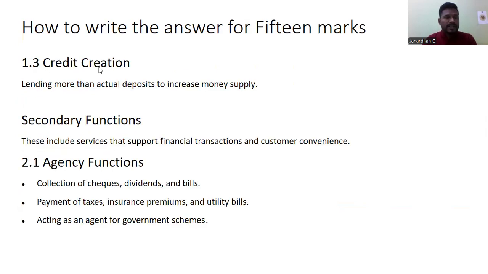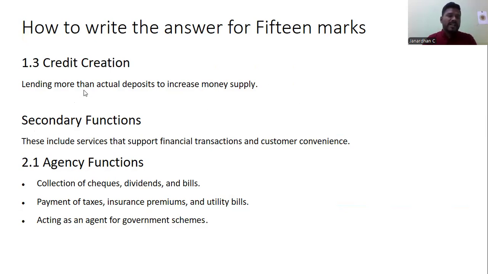1.3, credit creation. What is credit creation basically? Lending more than the actual deposit to increase the money supply. Yes, the RBI has given commercial banks the power to create credit. So beyond their current cash level, they can give loans to customers. That's what credit creation is. Read that properly and write it elaborately. I mean to say, explain how credit creation works and how it benefits.